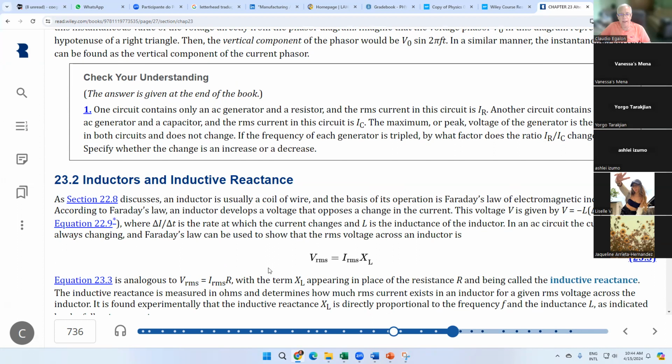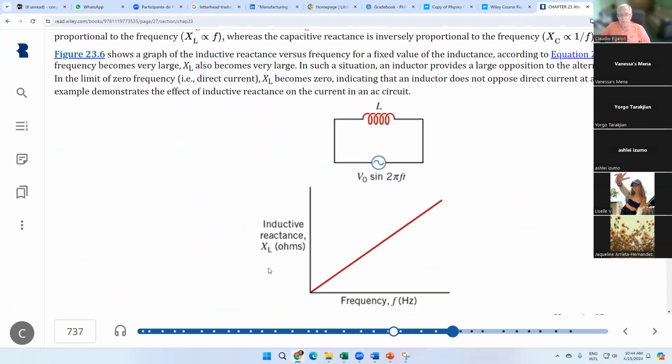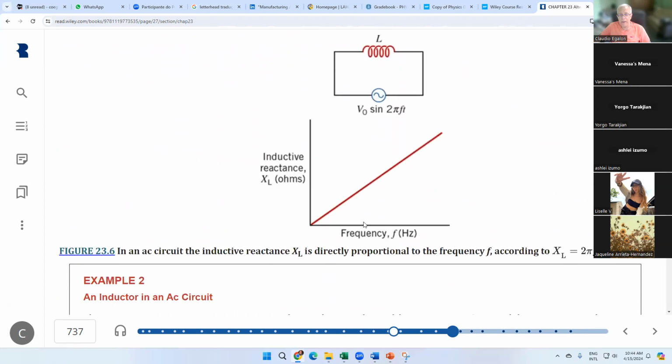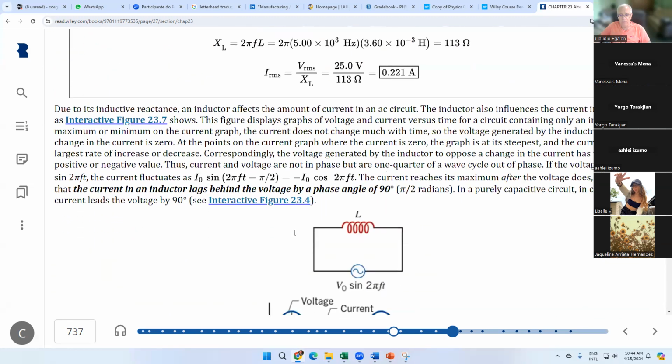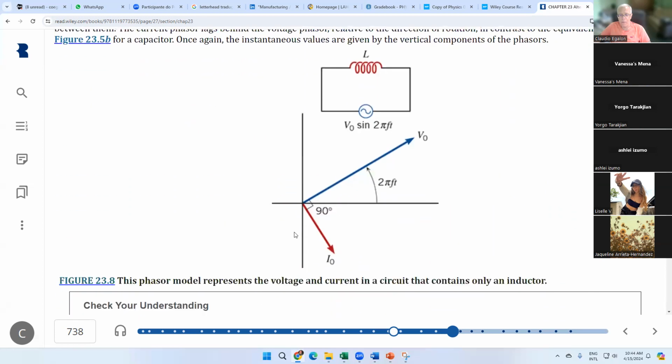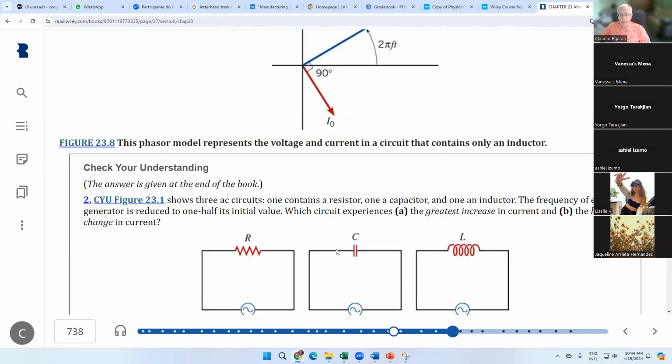Inductors and inductive reactance. Inductive reactance, how it relates to each other, right? So here is the phasor diagram as well.